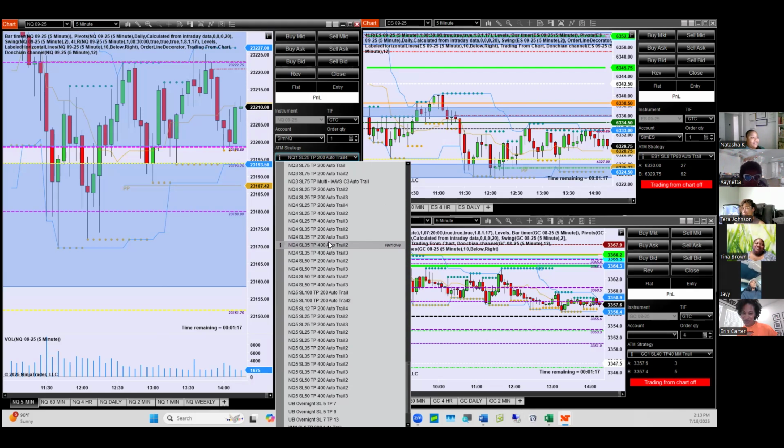And I usually use the one with the 200, which is $1,000, but the 400 would be $2,000 TP, and then I could move it in. You can move it closer.